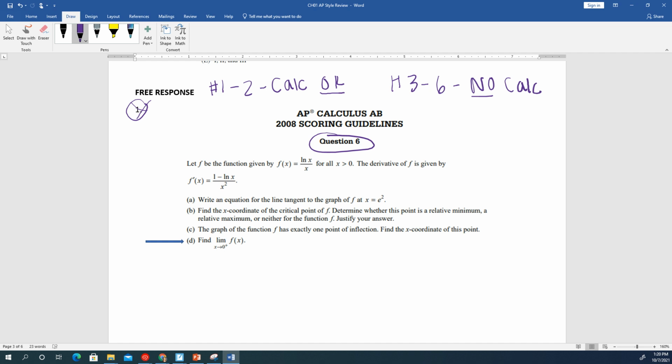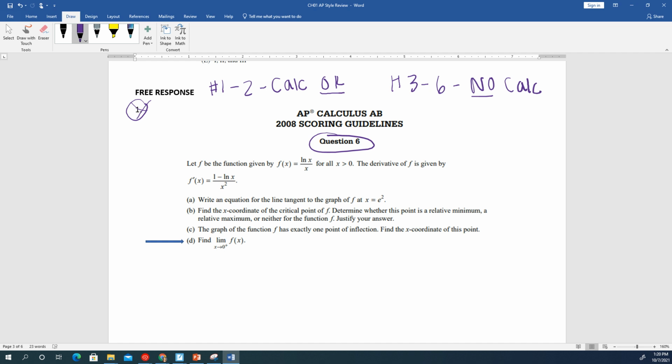Obviously the FRQs are usually broken down with like 3 to 4 parts. We're only going to know how to do part D for right now. So I have this function, which is a natural log of x over x for all positive x, because we know I can't take a natural log of negative numbers. This we're actually going to learn tomorrow, this derivative notation.